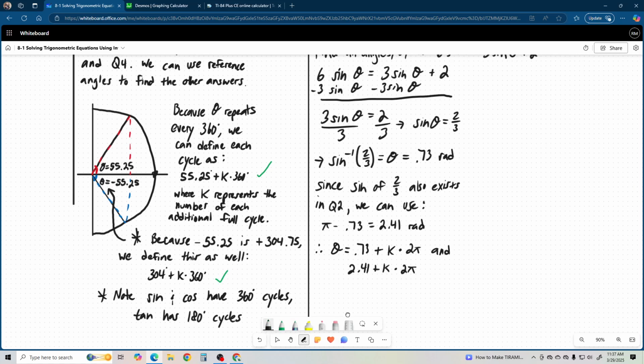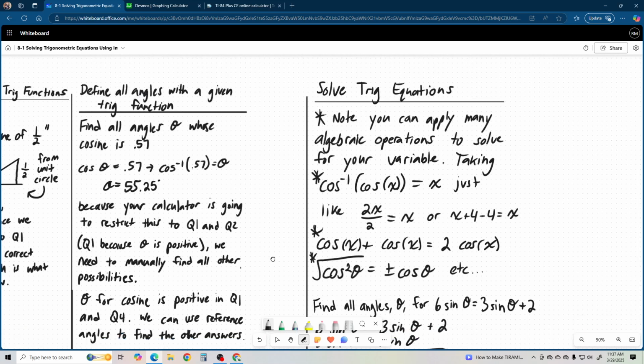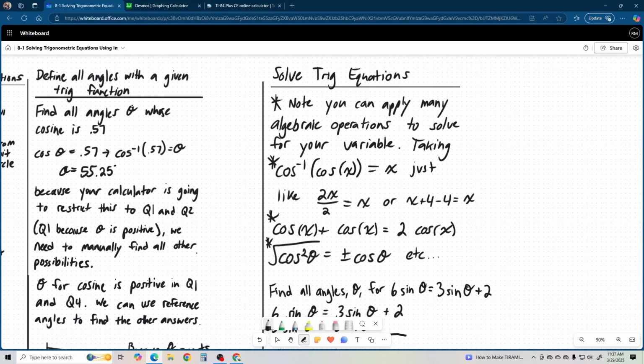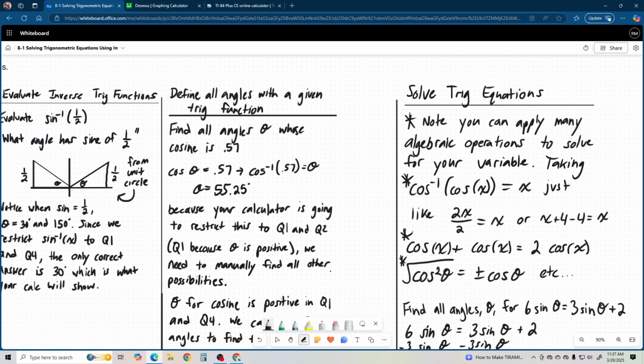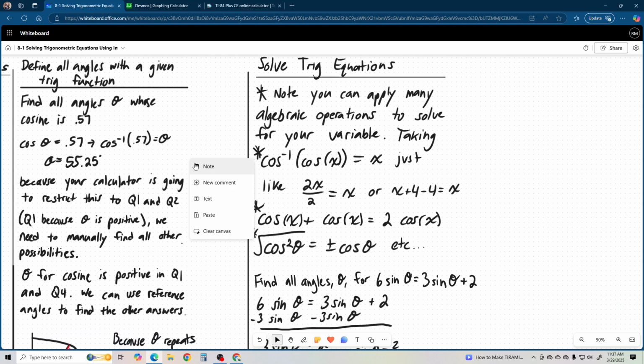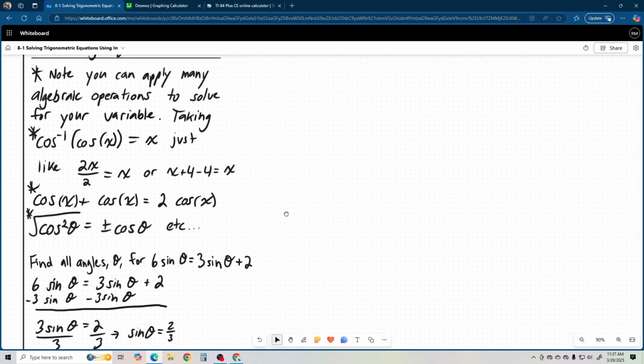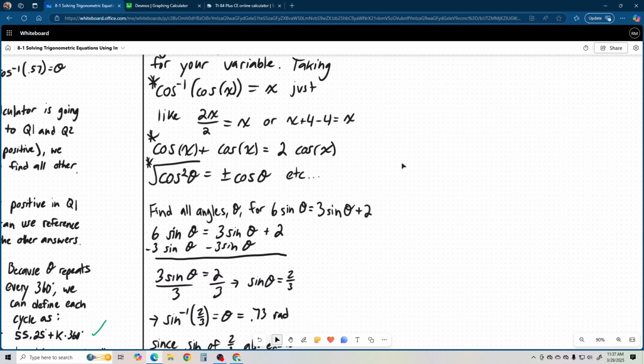And remember, this all stems from the idea that we have to be careful when we're using our calculator if we're trying to find all possible angles. If we're just using it to evaluate what the actual angle is, we don't have to worry about this. But if we're trying to figure out what all possible angles are, then we do, okay? So let's go ahead and work on solving trig equations.